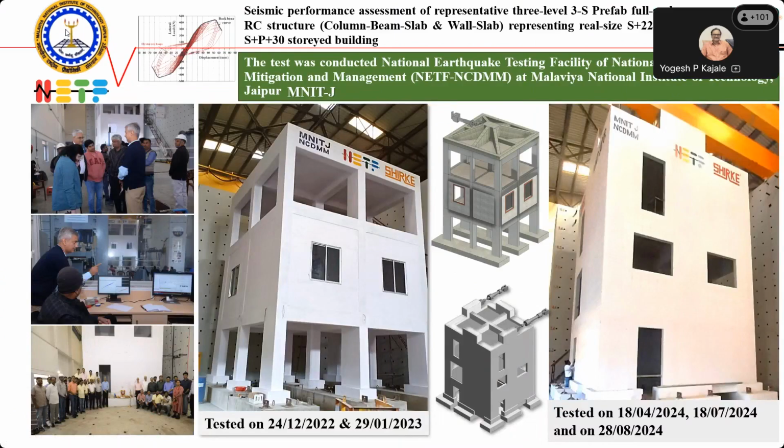Thereafter, another test was conducted on a real size S plus 22 story building and a 32-story building. The S plus 23-story building comprised a column beam slab structure with infill masonry wall panels, and the 33-story building comprised precast RC wall panels with slab. So two structural systems, one a column beam frame system, and another a load bearing wall panel and slab system, were subjected to test.